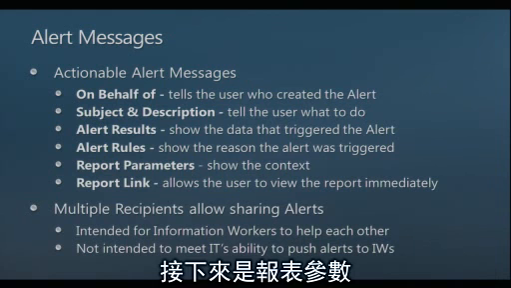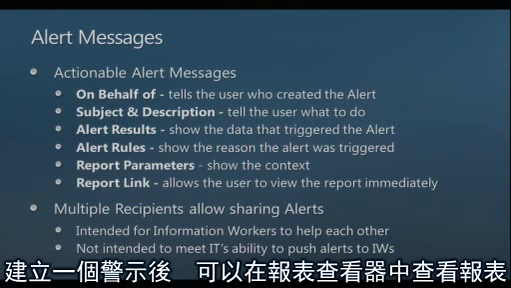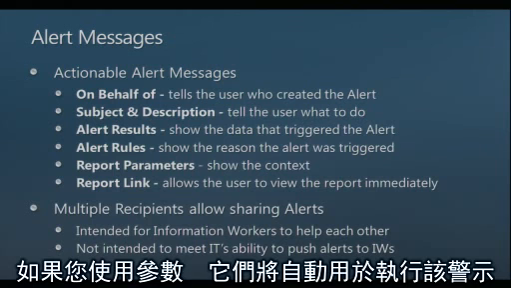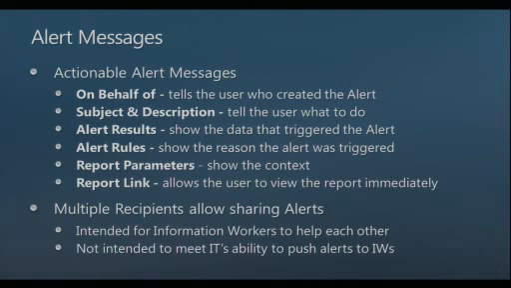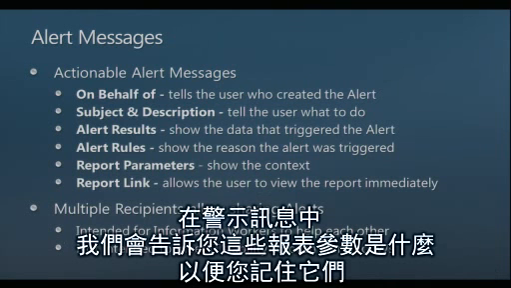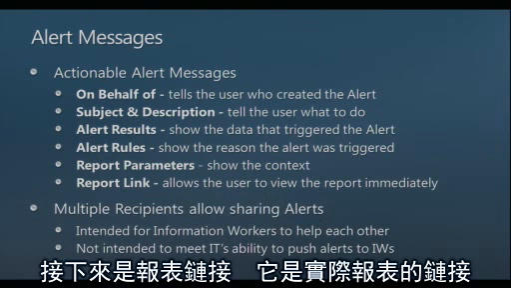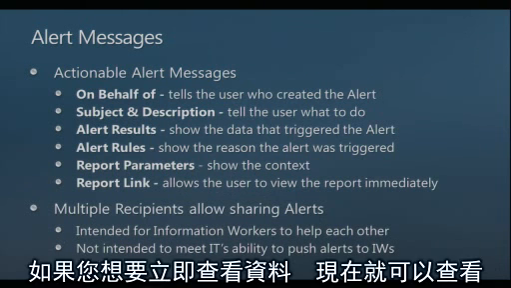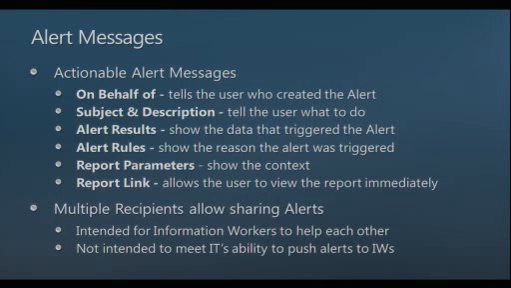Next is report parameters. Now, when you create an alert, you view the report within the report viewer. And if you used parameters, those parameters you used to view the report are automatically used to run the alert. In the alert message, we will tell you what the report parameters were so that you can remember what they were. And next is the report link. This is the link over to the actual report. So if you'd like to go view the data as it is immediately, you can go ahead and view that.